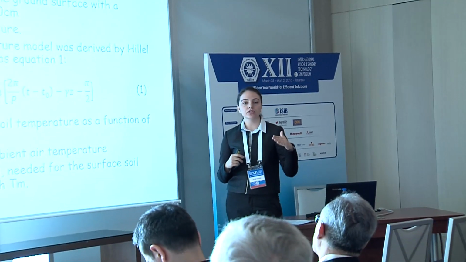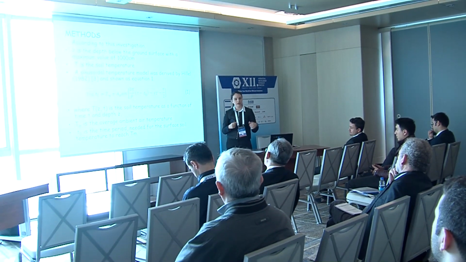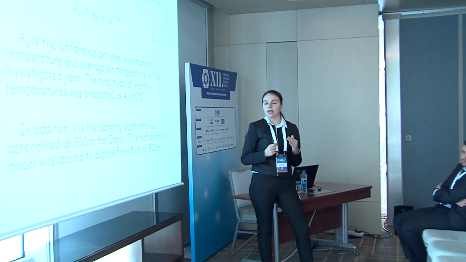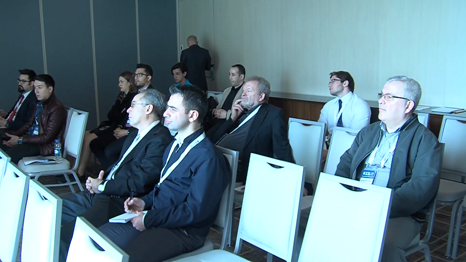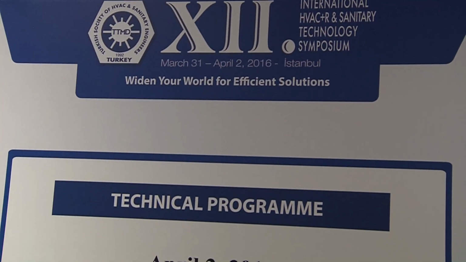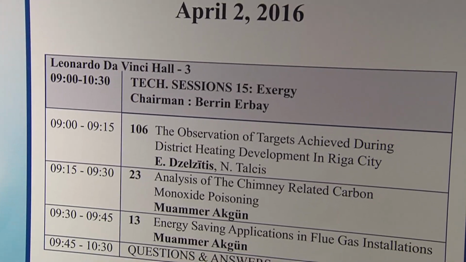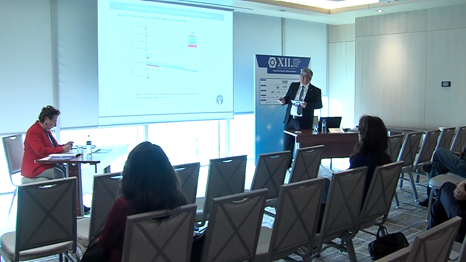Time period needed for the surface soil temperature to reach TM. Obviously, the time for surface soil temperature to reach ambient air temperature is even for Izmir. In addition, gamma, the damping depth, is the most important value, and was applied to depths from 5 to 300. A 1 year period had been taken in hours, from 2011 to 2015.